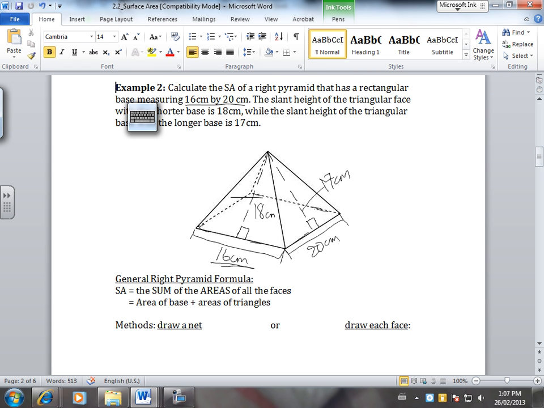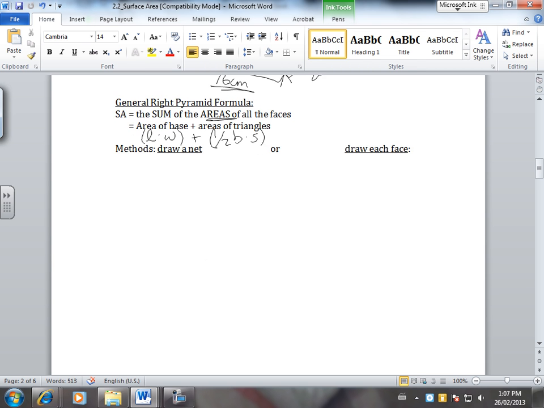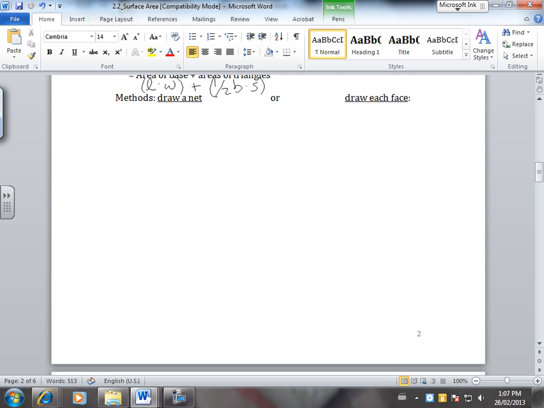So we're going to find the sum of all the areas of the faces. We have to do the area of the base, and the base is just a rectangle, so that will be length times width, and the area of the triangles. An area of a triangle is 1/2 times base times slant height. We can either draw a net or draw each face. A net would be if we dissect the pyramid and lay all its parts out flat, so instead of being 3D, we make it 2D.